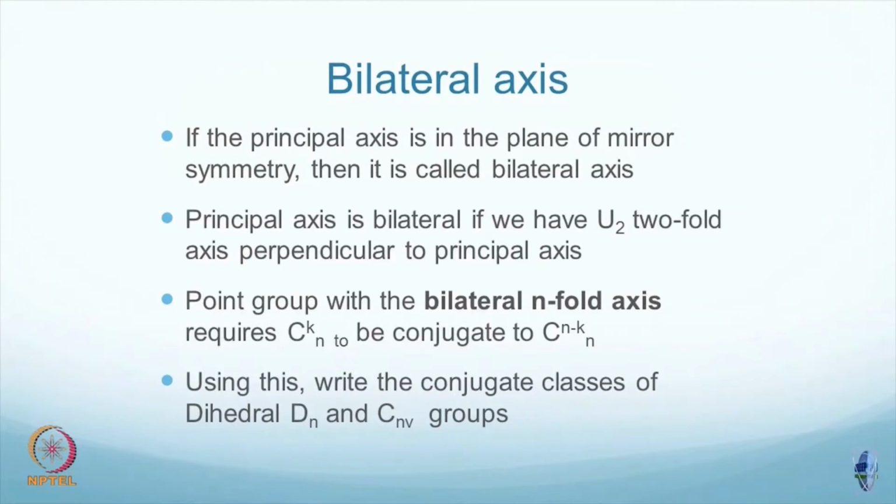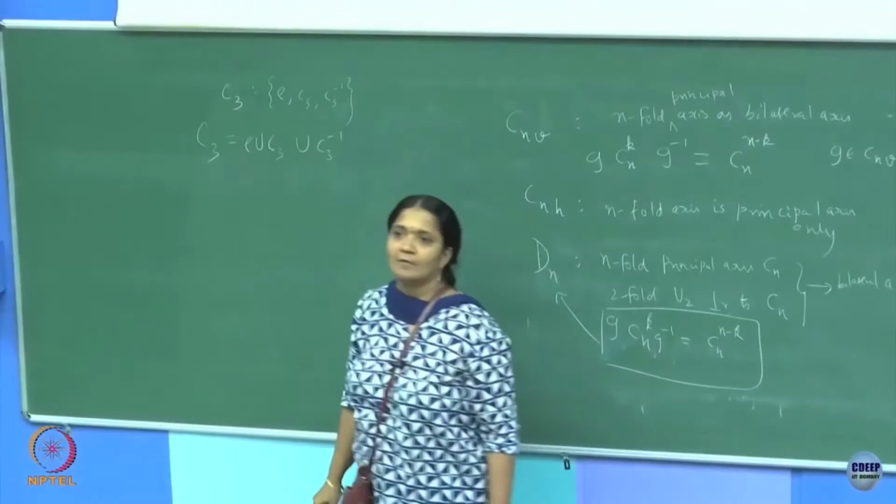so C3 for example, what are the elements? Identity, C3, C3 inverse. It is an abelian group, right, and you can show that each element is a class by itself. Right. C3 is a class, identity is a class, and C3 inverse is a class. That is the C3 group, right.